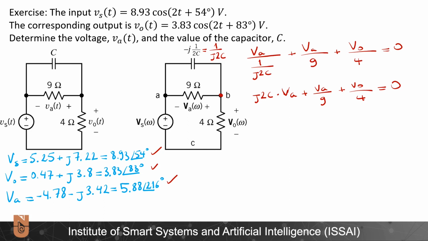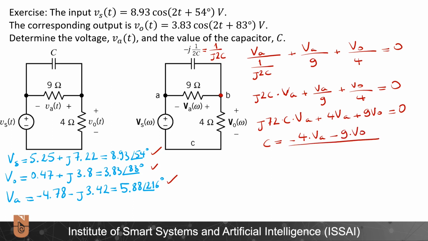And I can further write this as j72C times VA plus 4VA plus 9V0 is equal to 0. And from here I can write C is equal to minus 4VA minus 9Vout divided by 72 times j times VA. So now I need to calculate this expression to find the value of C.